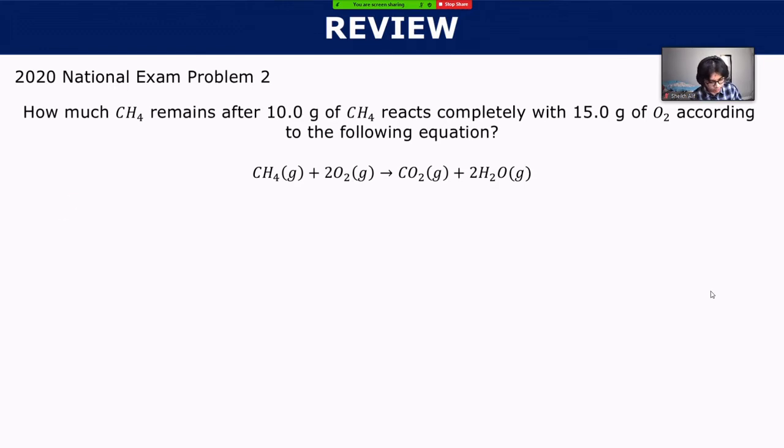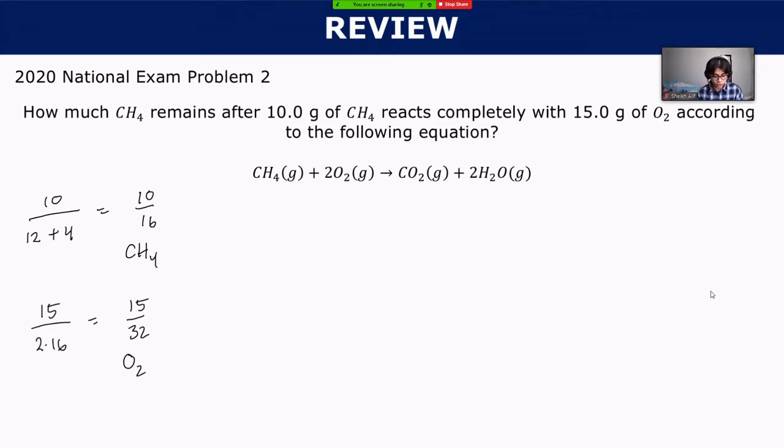So 10 grams of CH4, the molar mass is going to be 12 plus 4, so it's going to be 10 over 16. That's the moles of CH4. And to find the moles of oxygen, you just do 15 divided by 2 times 16, 16 being the molar mass of oxygen. And so you get 15 over 32 for oxygen.